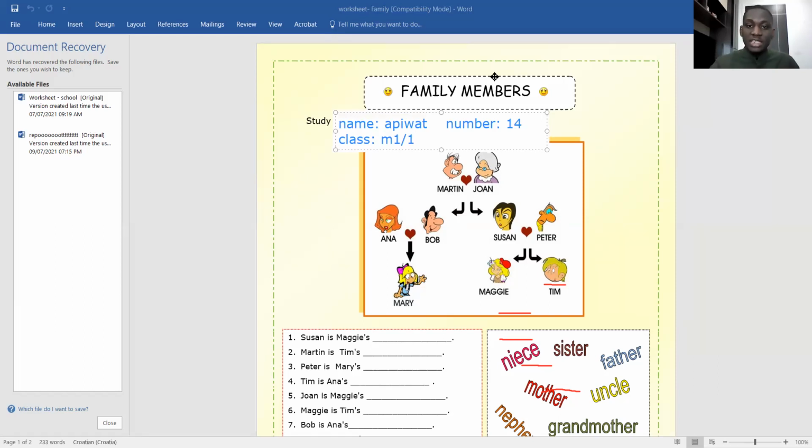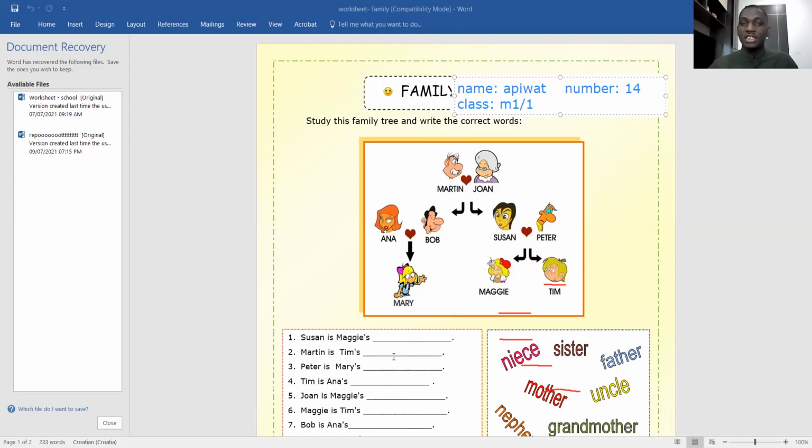Then when you finish writing, you can submit in Google Classroom. Do you understand? So I'm going to give you 10 points.